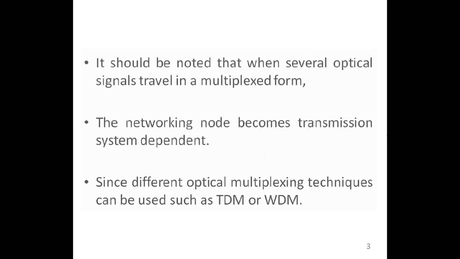So when you have several optical signals which travel in a multiplexed form, you require these nodes to be multifunctional. That means that you require these nodes to transmit, receive, as well as route the entire signal. And this entire networking node and all the nodes in the network become system dependent. System dependent means what is the kind of topology which you are using. If you are using, let's say, a bus topology, then the transmission should be bidirectional. If you are using a ring topology, it should be unidirectional, so on and so forth. So different forms of multiplexing can be used.